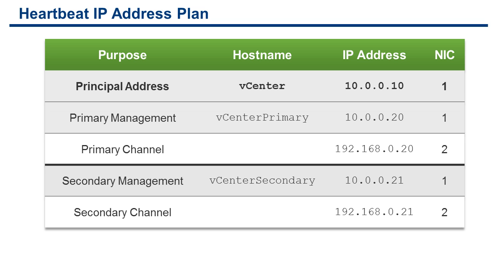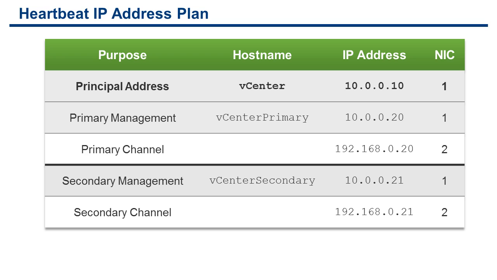The vCenter hostname and IP address becomes the principal IP address that will move to whichever node is active. The vCenter machine will be renamed as part of the install process, and a permanent static management IP address will be assigned. The channel connections are on a dedicated, isolated network with no DNS or gateway.